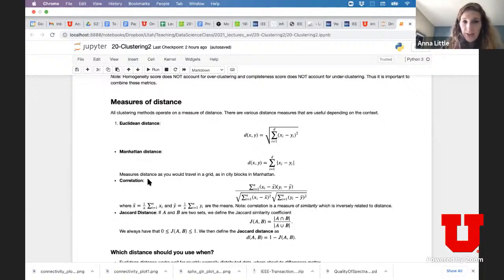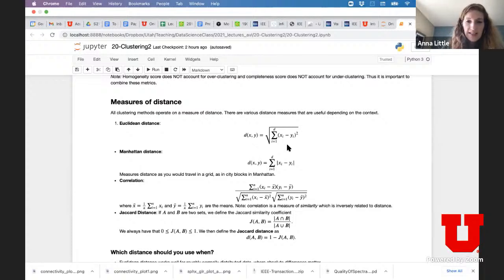Euclidean distance is, of course, the most basic one and the most commonly used. And this is the distance that you're used to thinking about. And it's defined in this way, as you're all familiar with.